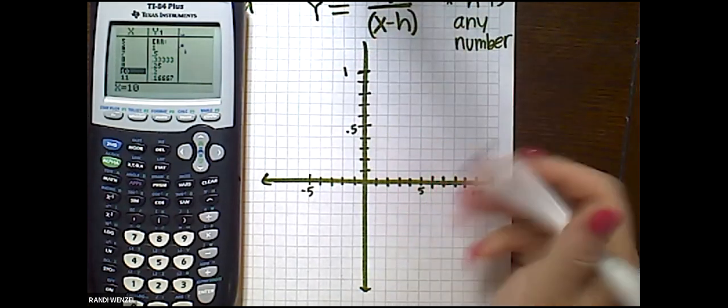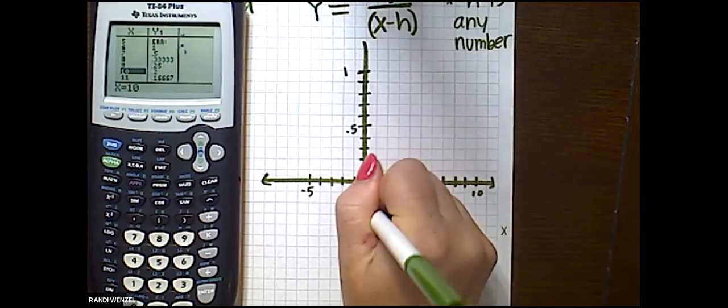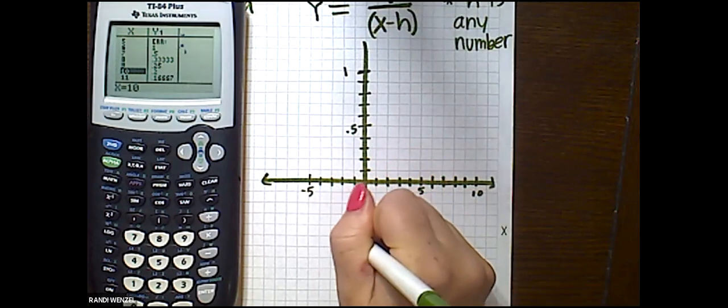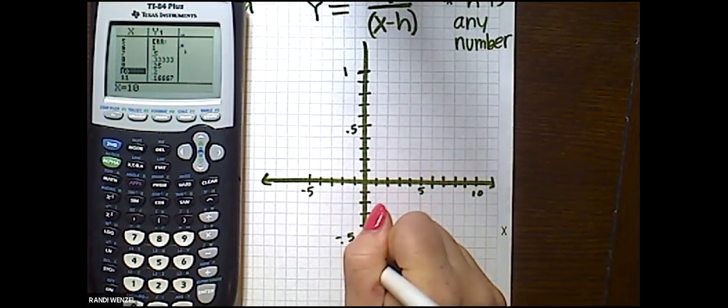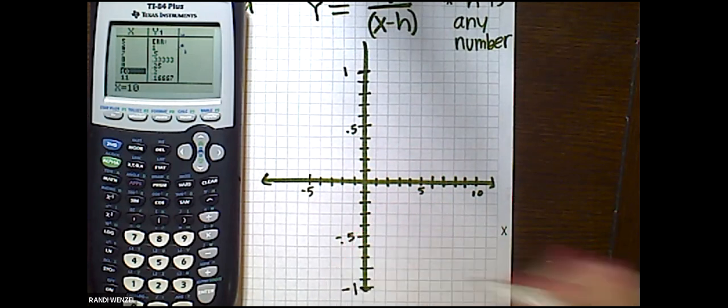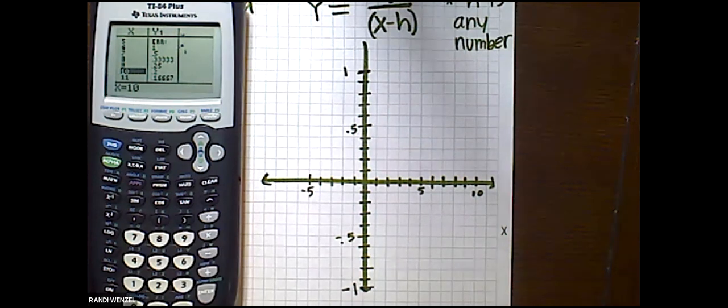And then we do the same thing in the negatives. -0.1, -0.2, -0.3, -0.4, -0.5. And -1. So this is almost like we're zooming in a little bit so we can get a good picture.